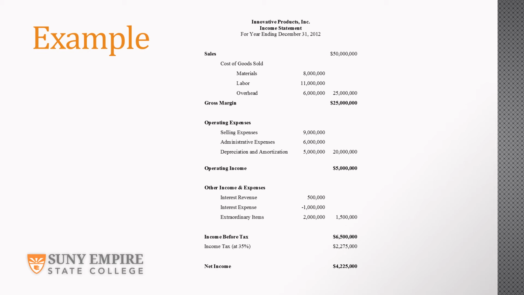Then the company considers its non-operating interest income, non-operating interest expense, and also some extraordinary items. This provides the income before taxes. They then determine their income tax and subtract. This leaves them with their bottom line, when they found that they had a net income of $4,225,000. Personally, I'd be pretty happy with that amount of profit.